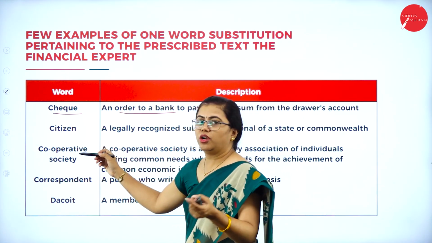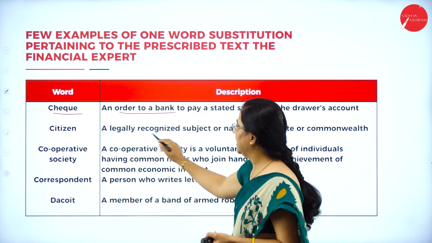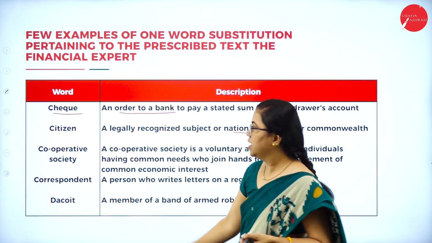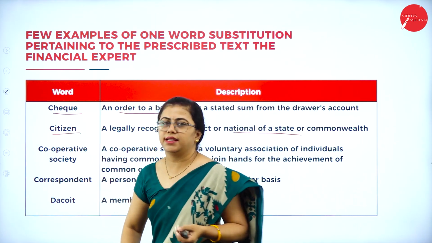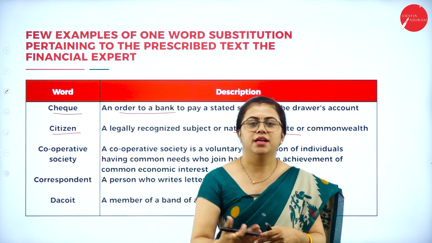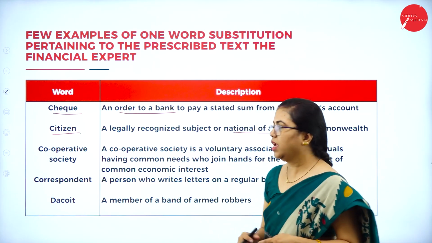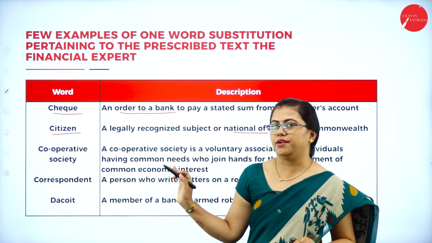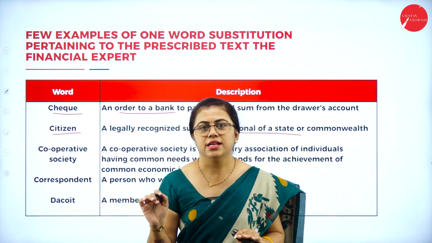Then citizen, you need not worry too much about this one. A legally recognized subject or national of a state. That person is called a citizen. A person who lives in the country by birth gets the natural citizenship there. Any legally recognized person of that country is called a citizen.